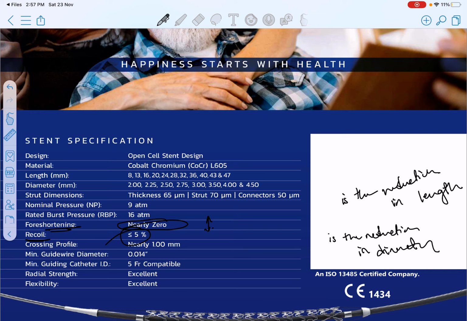When I said earlier it's perfect crossability, it's saying here the crossing profile is 1.00 mm. This means even if it is as small as 1 mm, it still can go through.